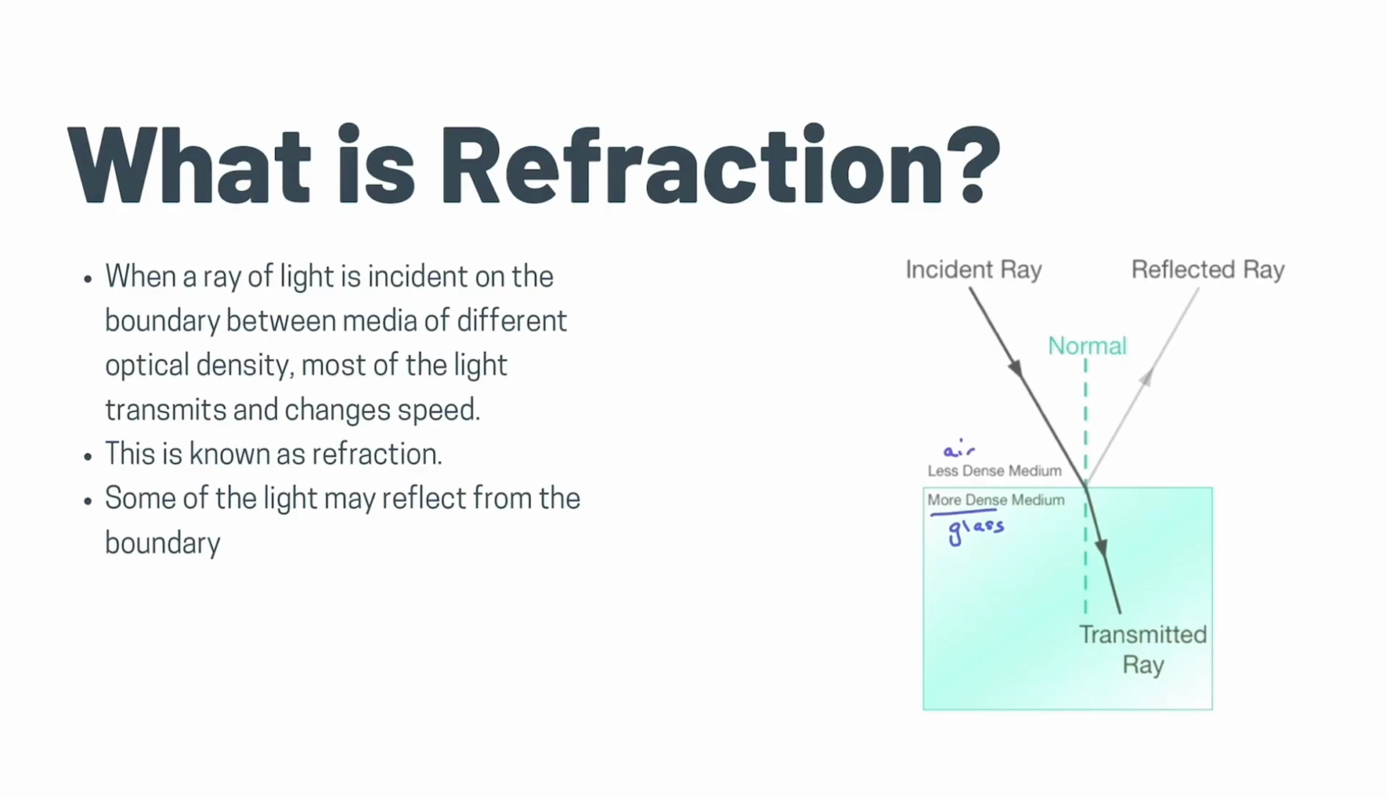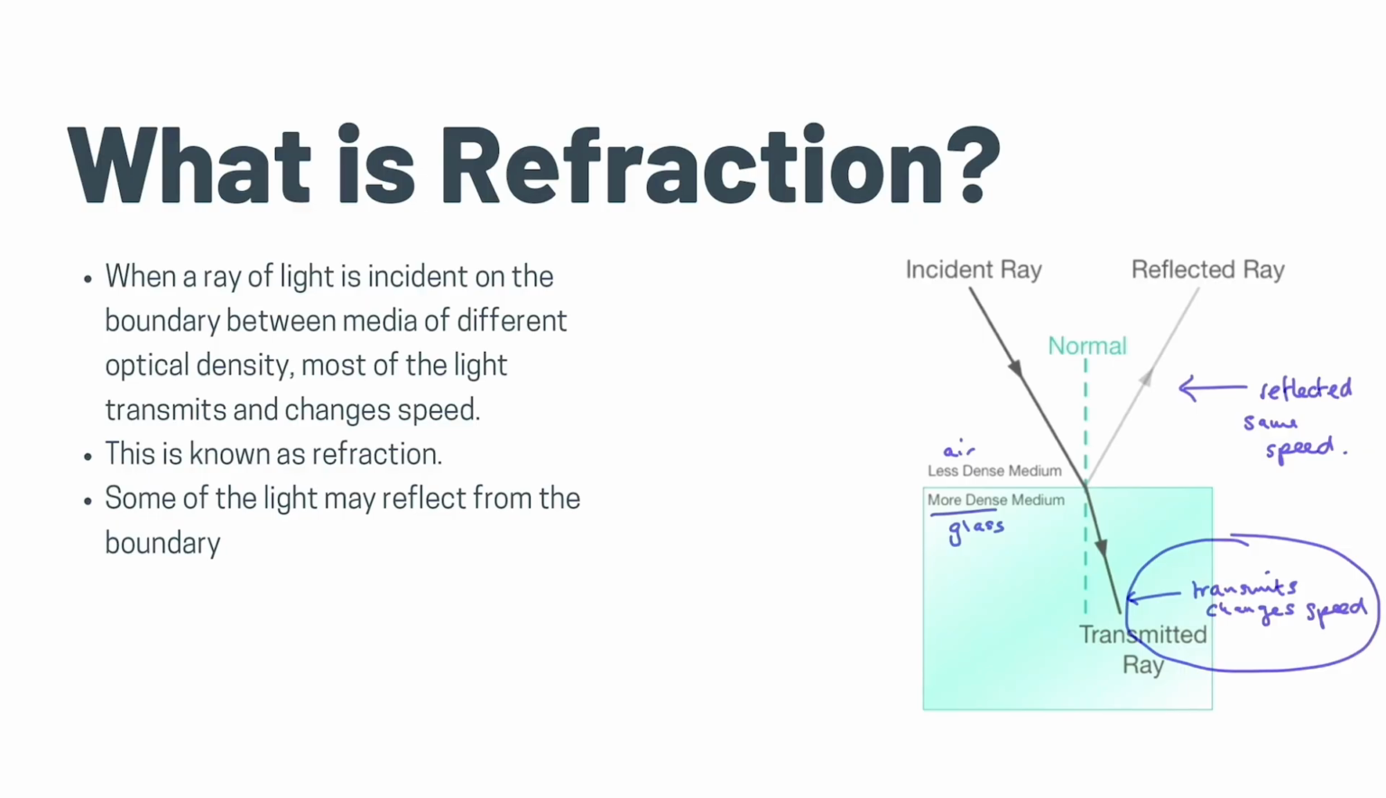Most of the light transmits, so you can see most of the light here is transmitted. It's gone through, but we're not going to use the word gone through because we're physicists now, so we're going to say it transmits. And at this point, it changes speed. Some of it is reflected and doesn't change speed, it's got the same speed. This part here is known as refraction.